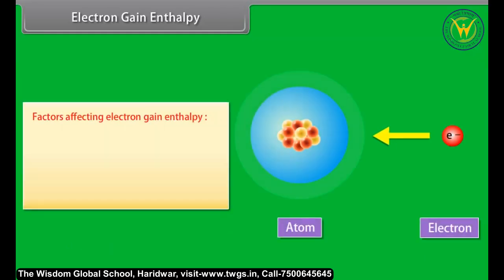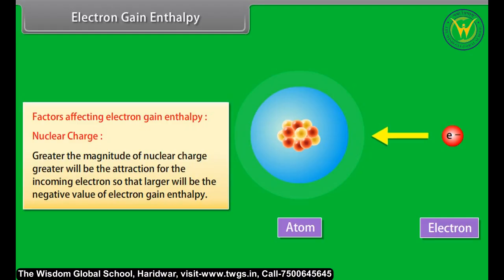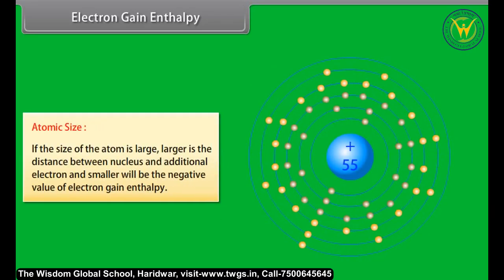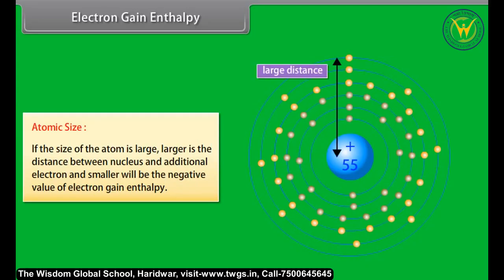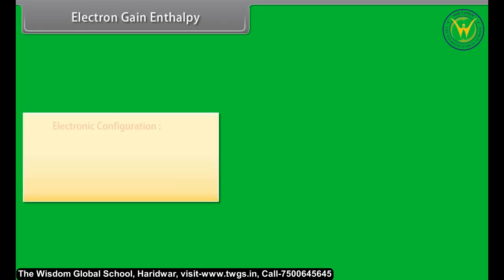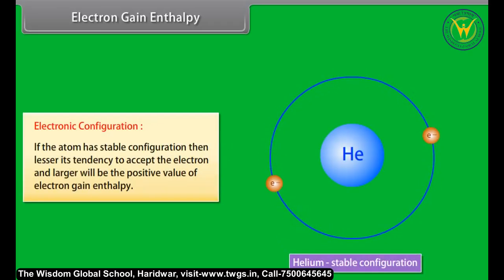Factors affecting electron gain enthalpy. Nuclear charge: greater the magnitude of nuclear charge, greater will be the attraction for the incoming electron, so that larger will be the negative value of electron gain enthalpy. Atomic size: if the size of the atom is large, the distance between nucleus and additional electron is large, and smaller will be the negative value of electron gain enthalpy. Electronic configuration: if the atom has a stable configuration, then lesser is its tendency to accept the electron, and larger will be the positive value of electron gain enthalpy.